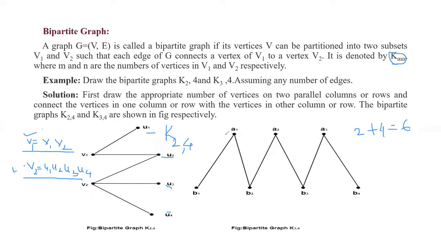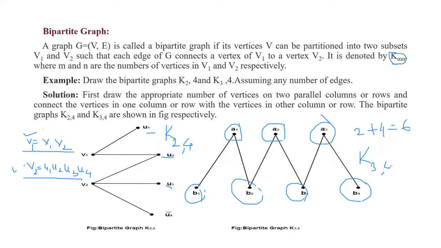The next one is A1, A2, A3. This is one set; these three are not connected to each other. Similarly B1, B2, B3 is another set. This is your V1 and this one is your V2. So this is a bipartite graph K(3,3). The number of vertices is 6.